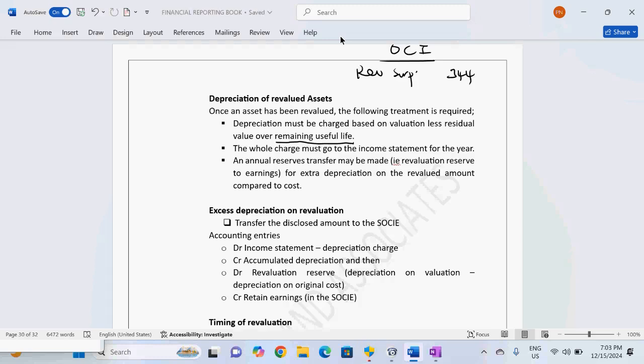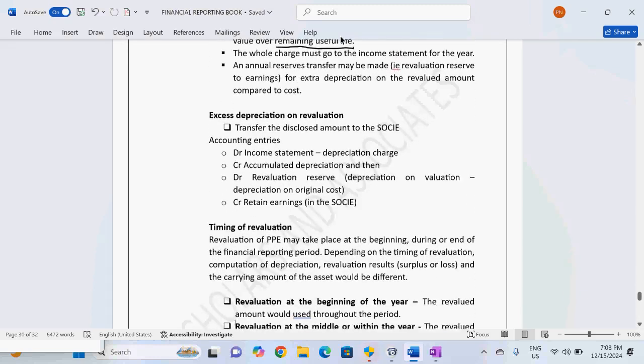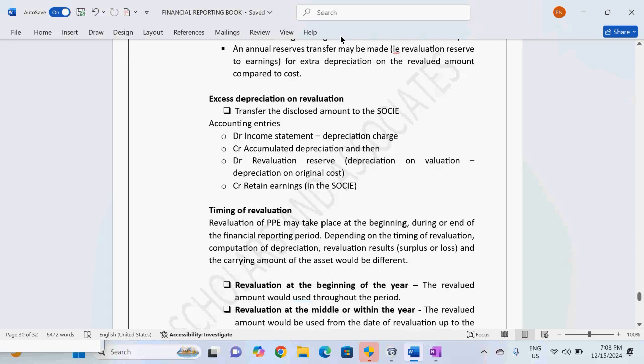Asset depreciation. Okay, so that is it. So asset depreciation on revaluation. When there is an asset depreciation, transfer the disclosed amount to statement of changes in equity, as I was saying. So that is debit the income statement with a depreciation charge, credit accumulated depreciation, and then debit revaluation reserve, credit retained earnings.